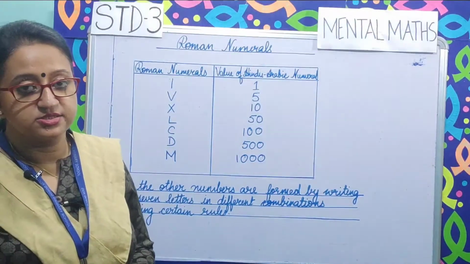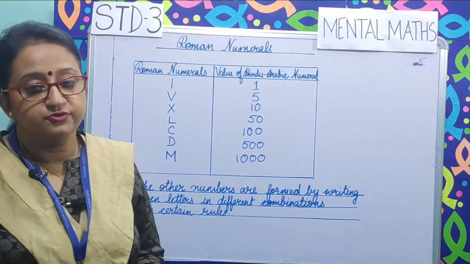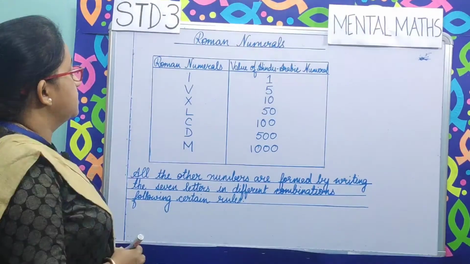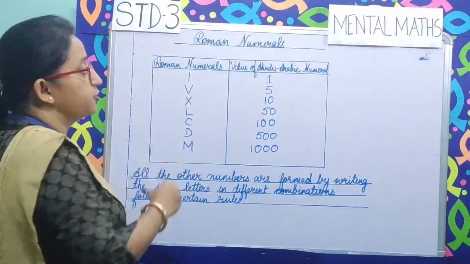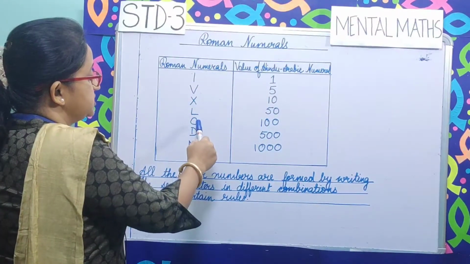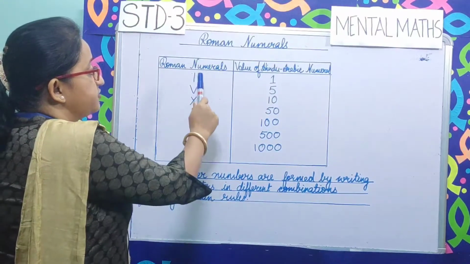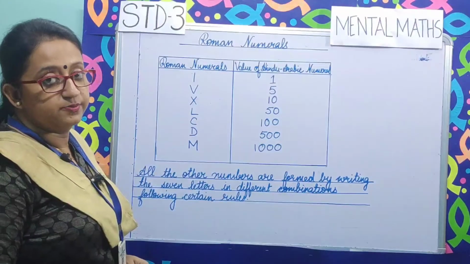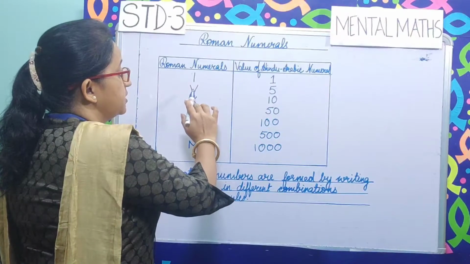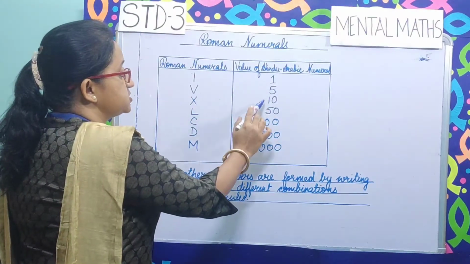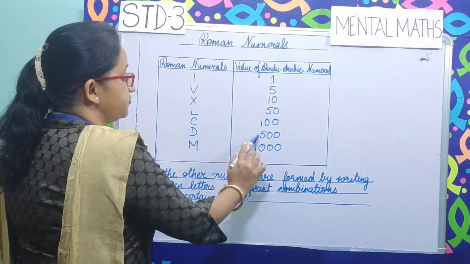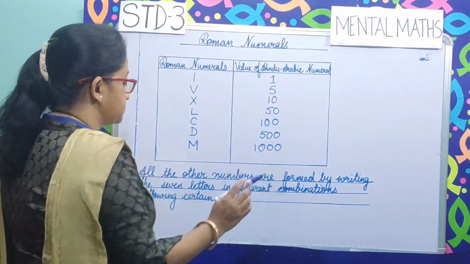Before starting the exercises children, let us know a few facts on Roman numerals. Some important points. The symbols that we use for Roman numerals are I, V, X, L, C, D and M. They have their values in the Hindu Arabic numerals. I equals 1, V equals 5, X equals 10, L equals 50, C equals 100, D equals 500, M equals 1000.